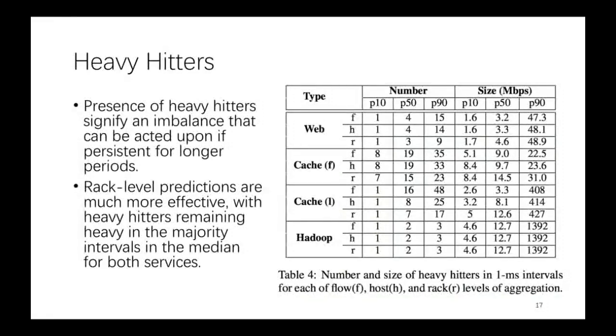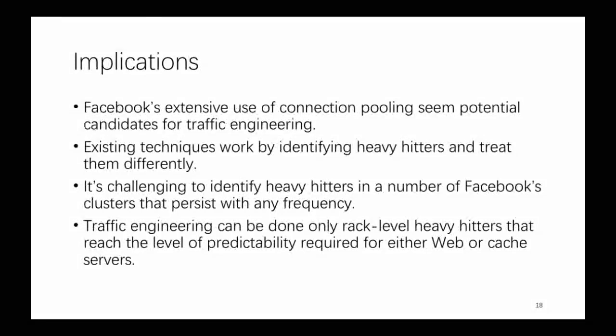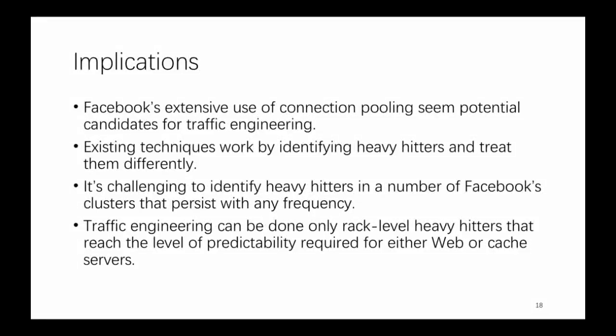Now, let us try to understand the implications for traffic engineering. We saw that Facebook's extensive use of connection pooling seems a potential candidate for traffic engineering, although we could see that it is difficult to identify heavy hitters as the data centers are quite large. Traffic engineering can be done only at rack level heavy hitters, that reach the level of predictability required for either a web or a cache server. Let us try and understand the concept of switching.